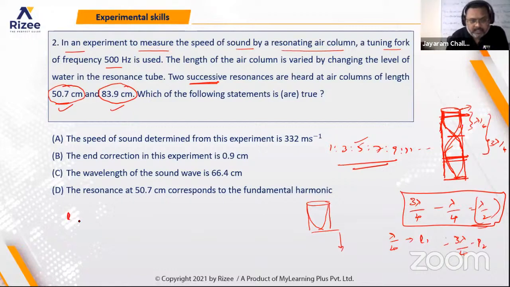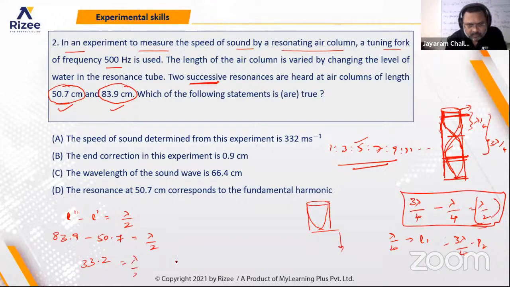So L double dash minus L dash is equal to lambda by 2. The higher value is 83.9 minus 50.7 equals lambda by 2. That gives 33.2 equals lambda by 2, so lambda is equal to 66.4 centimeters. This is the wavelength of the sound wave that we have got.